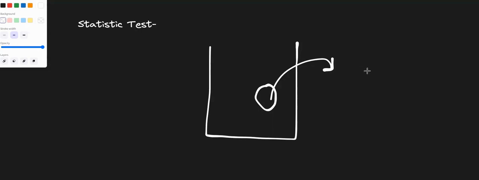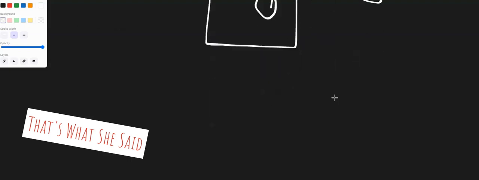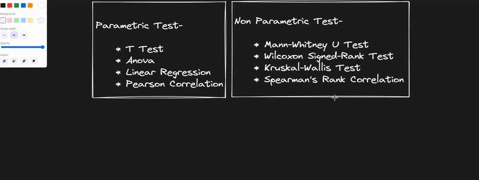Next, there are two types of statistical tests. First is parametric and second is non-parametric. So let's go deeper into this. Parametric tests: why do we use them, and when do we use them?